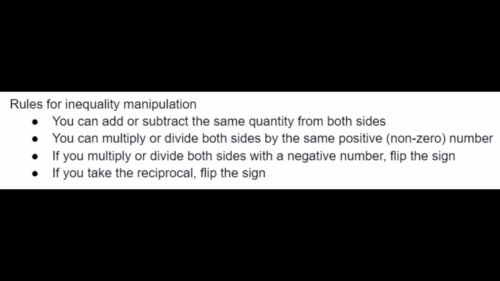If you have negative x is greater than negative 3, then you can multiply or divide with negative 1 to get that x is less than 3. If you have 1 divided by x is greater than 4/3, then you can say x is less than 3/4 by taking the reciprocal of both sides.